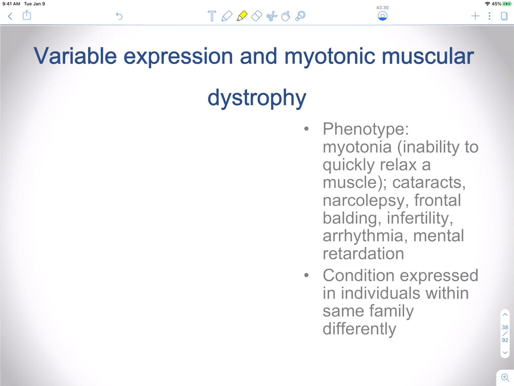So there's also myotonic muscular dystrophy. This is a phenotype that presents with myotonia, which is an inability to quickly relax a muscle. You also can develop cataracts, narcolepsy, frontal balding, infertility, etc. Conditions expressed in individuals within the same family can be different.